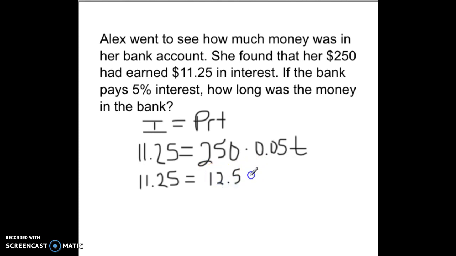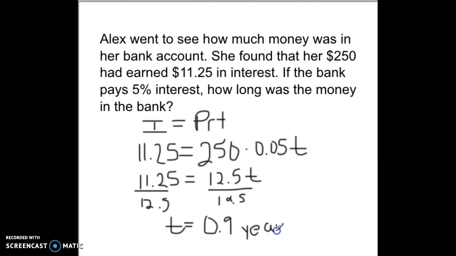And we still have t hanging out over here. Well, let's divide both sides by 12.5. And sorry, it's taking me a little time there. Hopefully you can read my writing. So we do 11.25 divided by 12.5, and we get t equals 0.9 years. So almost a year, not quite. If it had been a year, that would have been awesome, but it was almost a year.